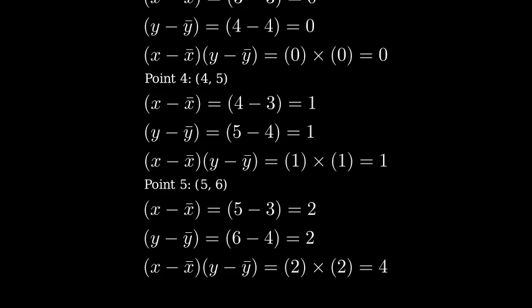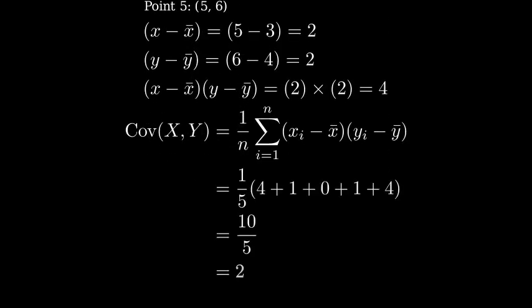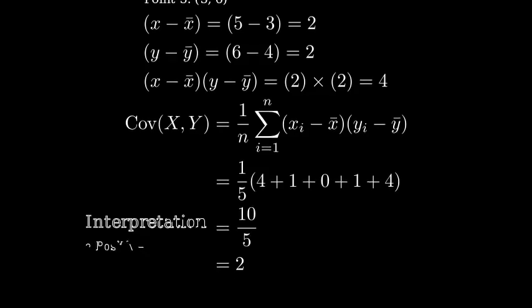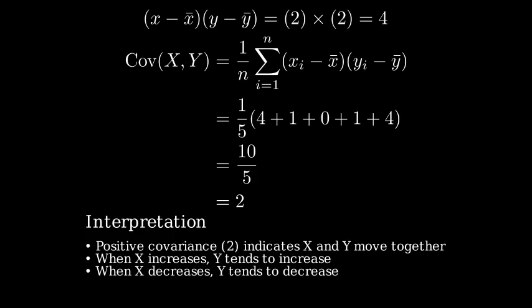Now, to get the covariance, we sum up all these products and divide by the number of points. The sum is 4 plus 1 plus 0 plus 1 plus 4 equals 10. Dividing by 5, we get a covariance of 2. So what does this positive covariance tell us? It indicates that x and y tend to increase or decrease together. When x is above its mean, y is also likely to be above its mean. And when x is below its mean, y is also likely to be below its mean.